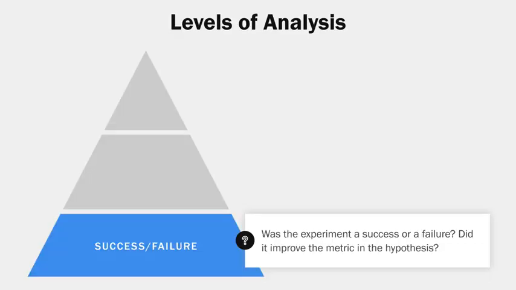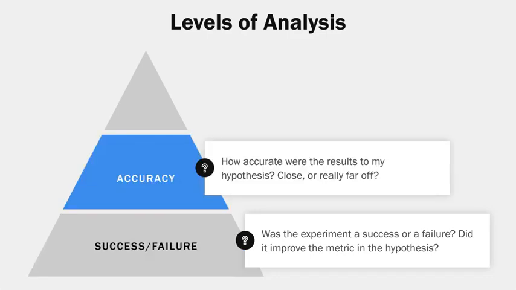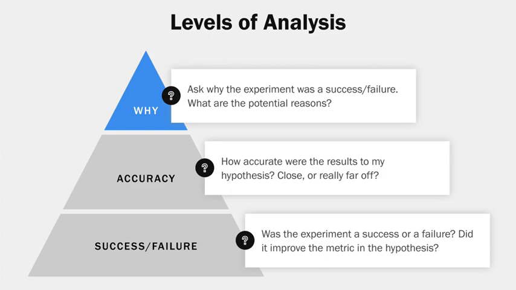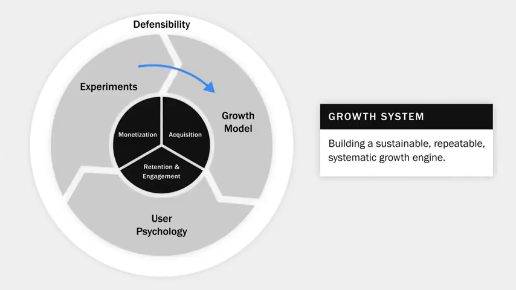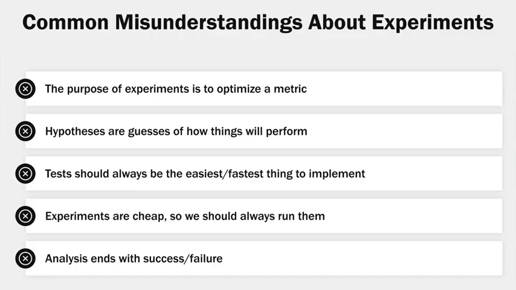What we'll talk through is that analysis is actually three different levels. We start with success and failure, but then we need to assess the accuracy of our predictions, and then we need to understand why. Why did we see what we saw within the experiment results, in order to understand the potential reasons and the potential learnings that we then want to feed back into our system, in our growth model and user psychology. So these are the five common misunderstandings: that the purpose of experiments is to optimize a metric.